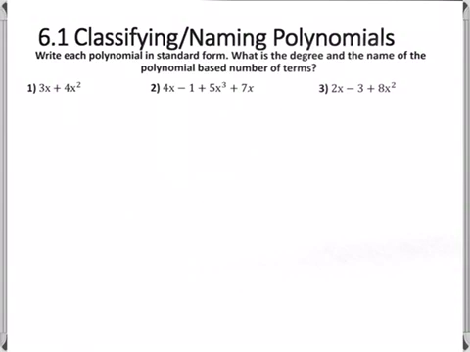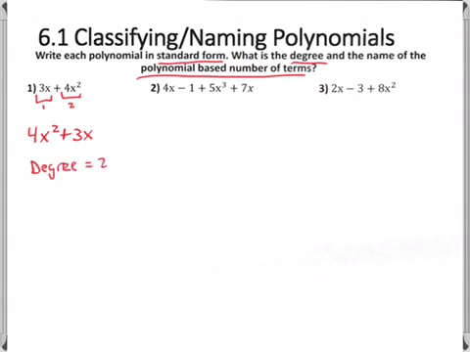Here they want us to write each polynomial in standard form and then tell what the degree is and then name it based on the number of terms. So for number one, in order to write this in standard form, we go from largest degree to smallest. So the first term has a 1, the second one has a 2, so those are not in the right order. So we switch them. Our standard form becomes 4x squared plus 3x. The degree of this polynomial is just 2. And in this case, we're going to call this a binomial because it has two terms.